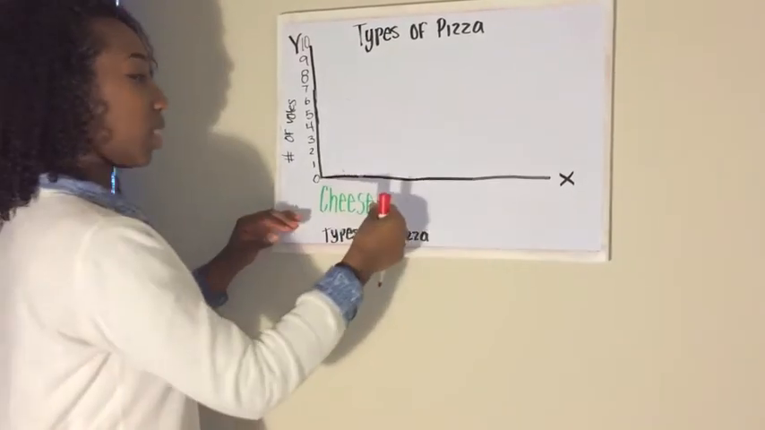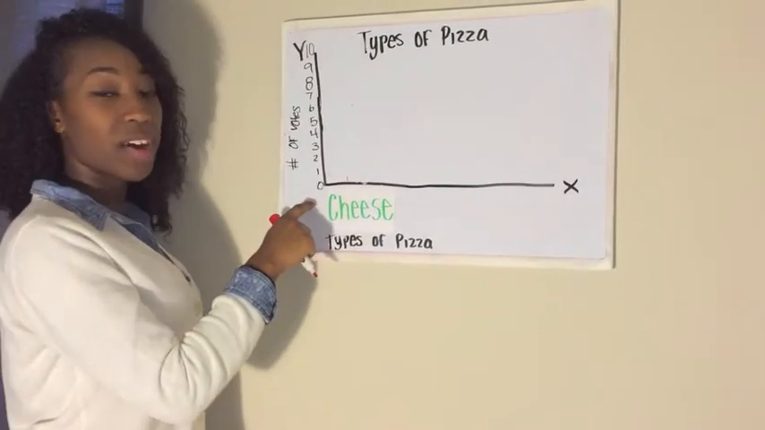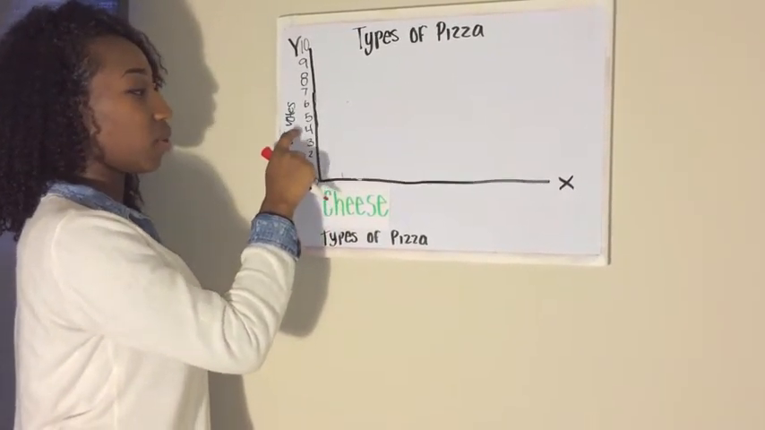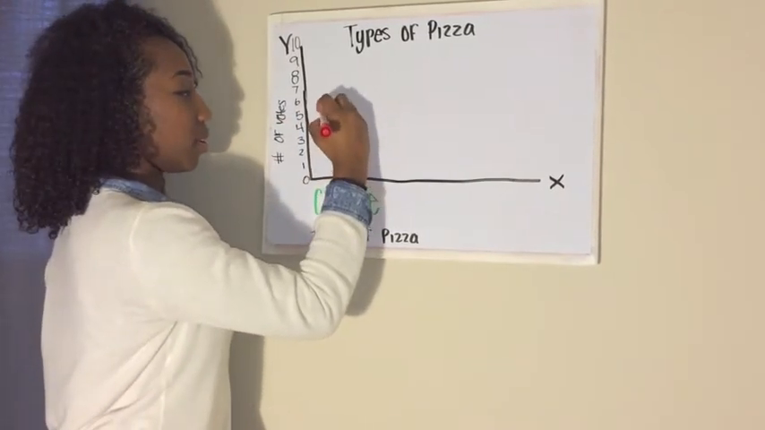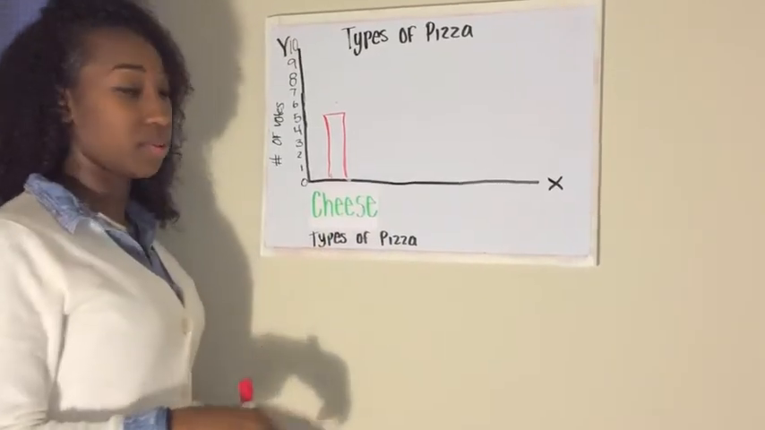First, let's add cheese pizza to our x-axis. And we can count up 5 on our scale. 0, 1, 2, 3, 4, 5. Because there were 5 votes.